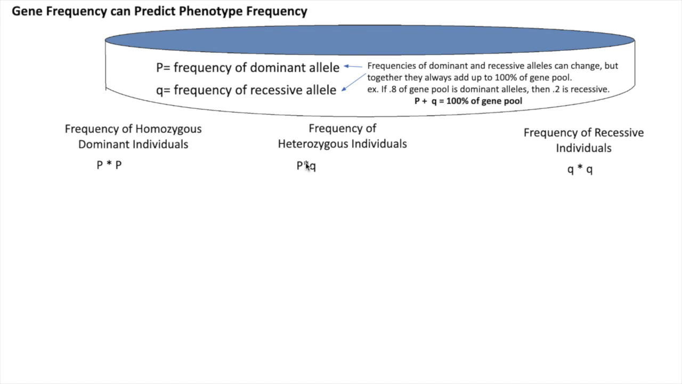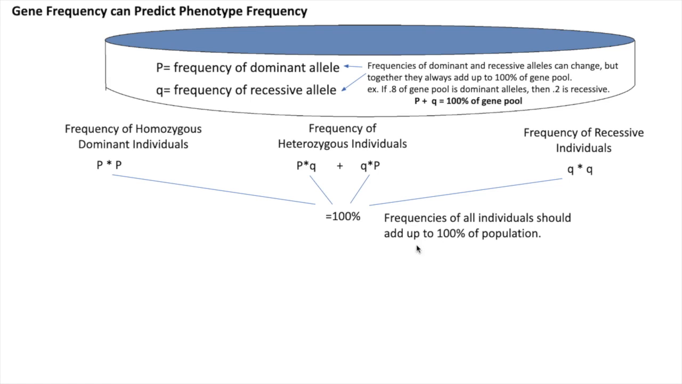The only caveat is that a heterozygous individual can be produced in two ways. It could be produced by a dominant allele being donated from mom and a recessive from dad, but it could also be produced the other way around, a recessive allele from mom and a dominant allele from dad. So to calculate the total frequency of a heterozygous individual, you'd need to add these two possibilities together. All of these possibilities should add up to 100%. They make up the entirety of the population. There aren't any other options.